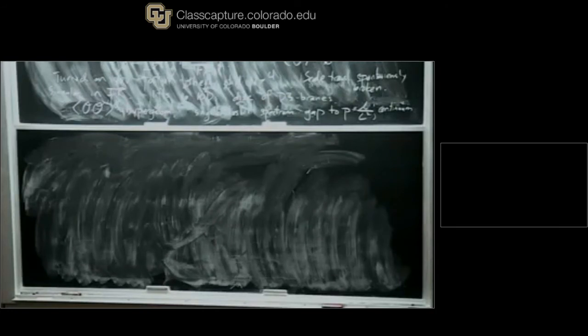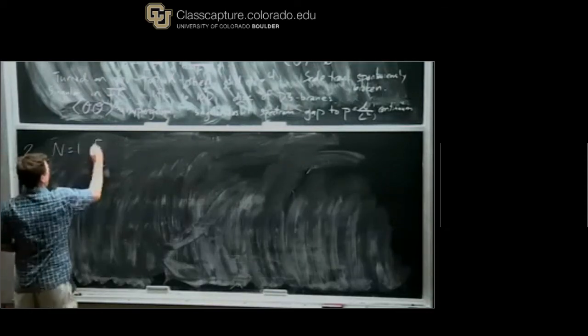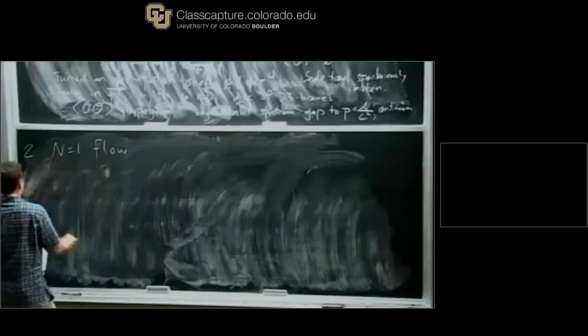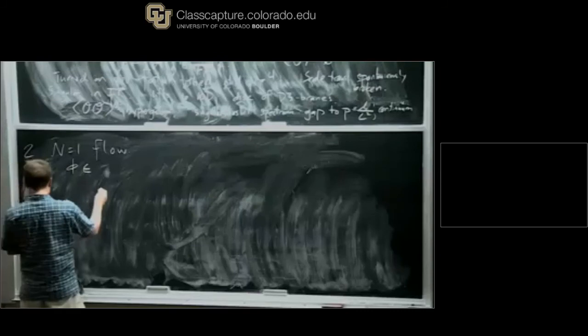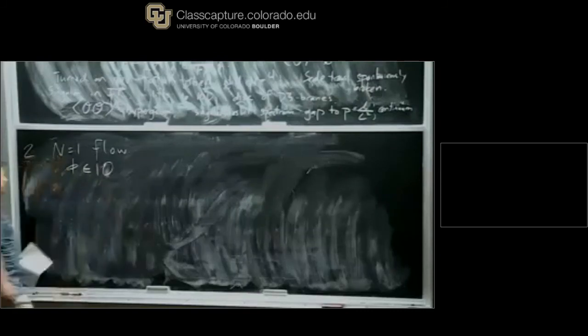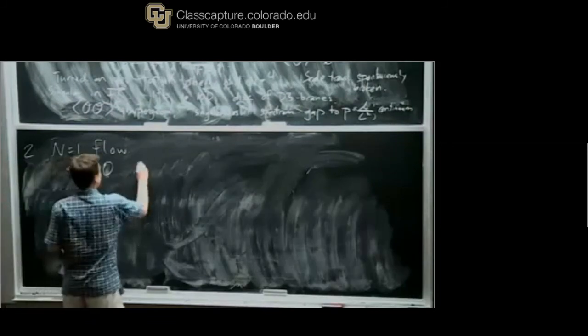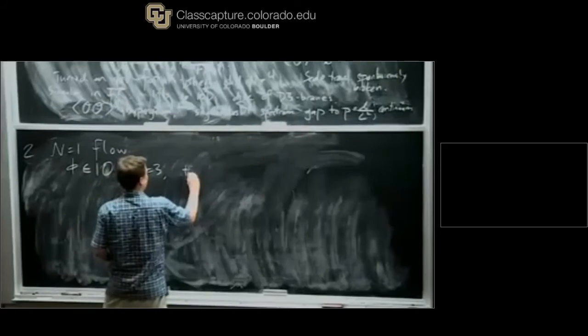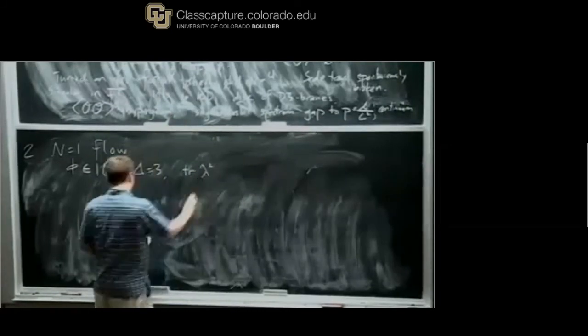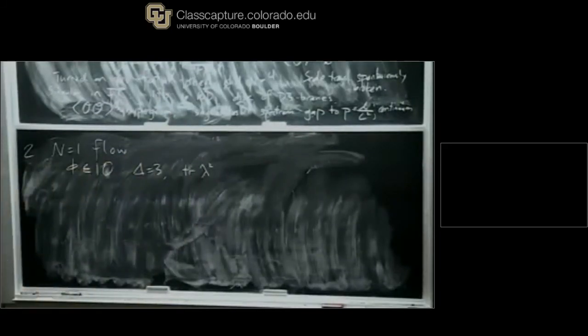So I want to contrast this with something that looks very similar as far as the gravity side is concerned, which I'll call the N equals 1 flow. So now let me pick my scalar. I'm not going to try to use a different notation, just still call it phi. But now it's in the 10. So looking at that table over there, that's a scalar dual to an operator with conformal dimension 3, which is trace fermion squared.